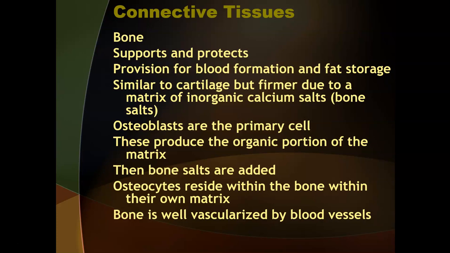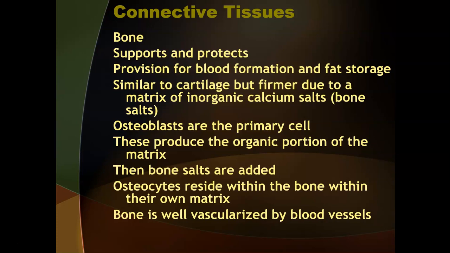So this then has to have a matrix in it, and it does, with cells in it. So bone supports and protects. It does provide an area for blood formation and fat storage. So fat storage is in the center of long bones, in mature long bones, and of course we know that red blood cells are created in the spongy type of bone that we find at the ends.